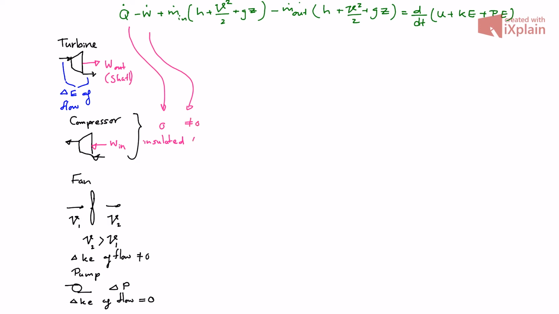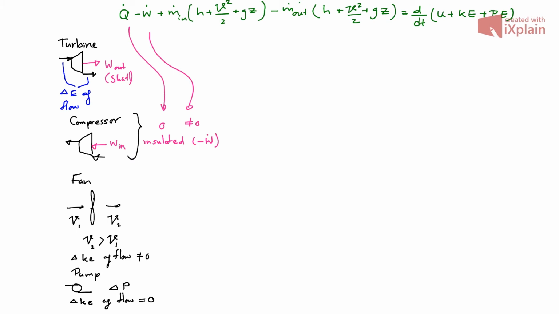If you are using the formal sign convention, work coming into the system is negative. So for a compressor, since the work is coming into the system, we have to consider that the work coming into the system is a negative value.